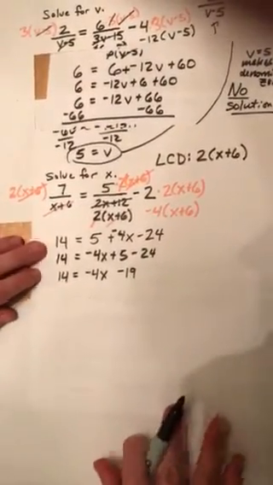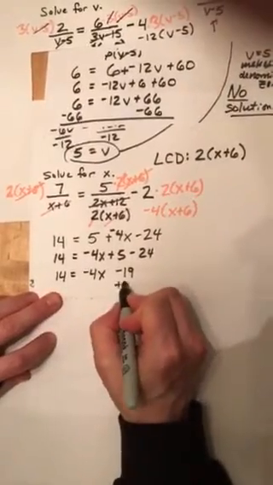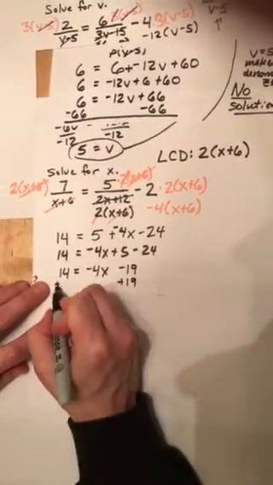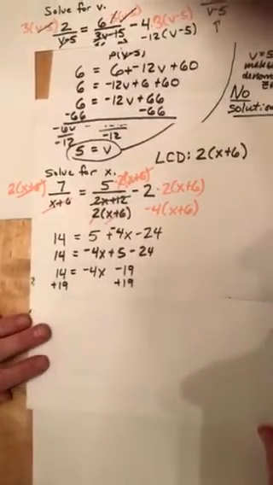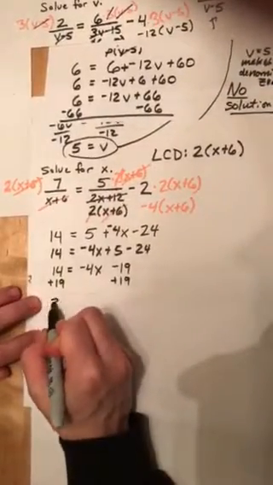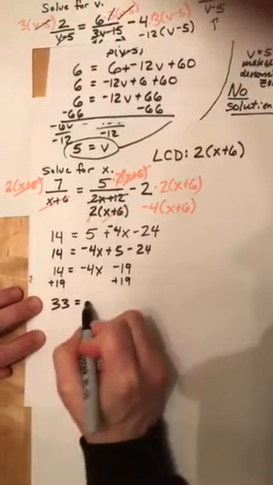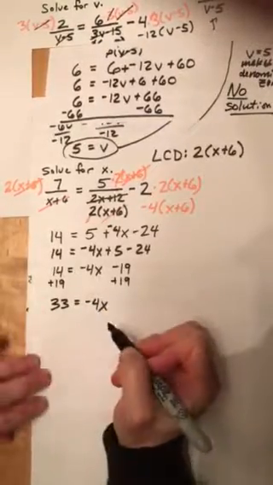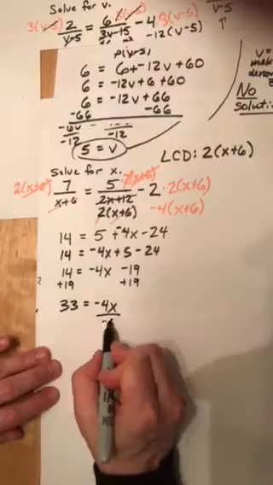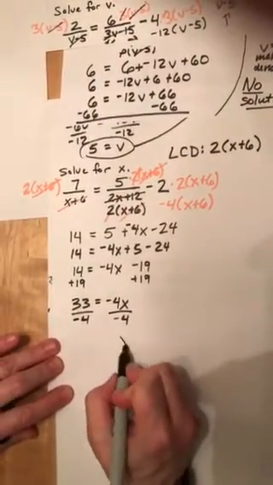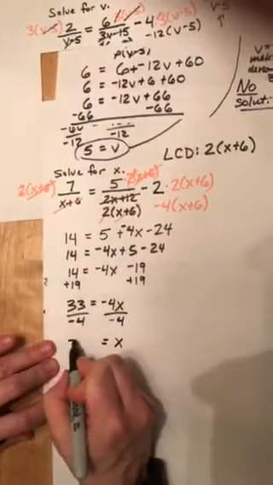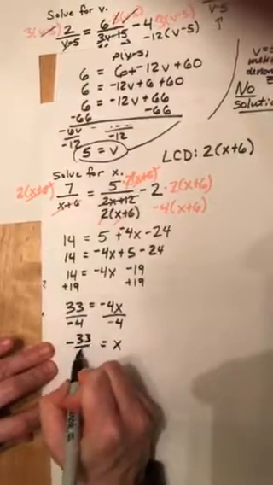Okay, let's go ahead and add that 19 to both sides. When I do that, I get 33 on the left-hand side equals negative 4x on the right-hand side. Let's divide both sides by negative 4. So I have x equals negative 33/4.